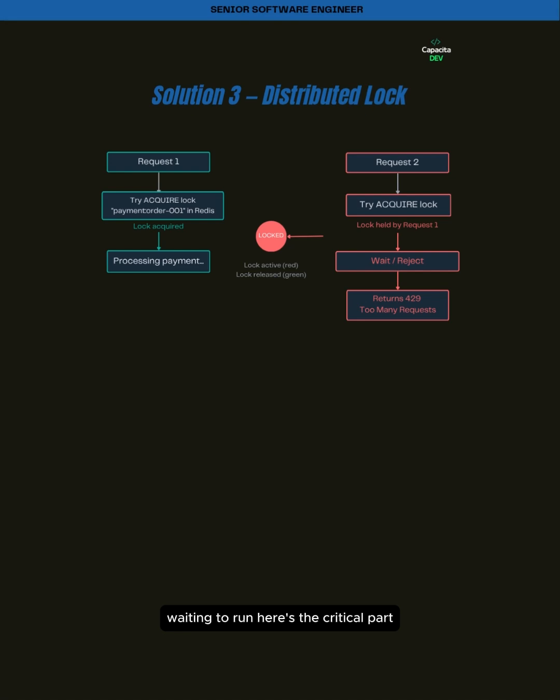Here's the critical part. Every lock must have a TTL, a time to live. If request 1 crashes mid-process and never calls release lock, the lock stays forever and no future request can proceed. With a TTL, Redis automatically deletes the lock after, say, 5 seconds. The system recovers on its own. Never create a lock without a TTL.